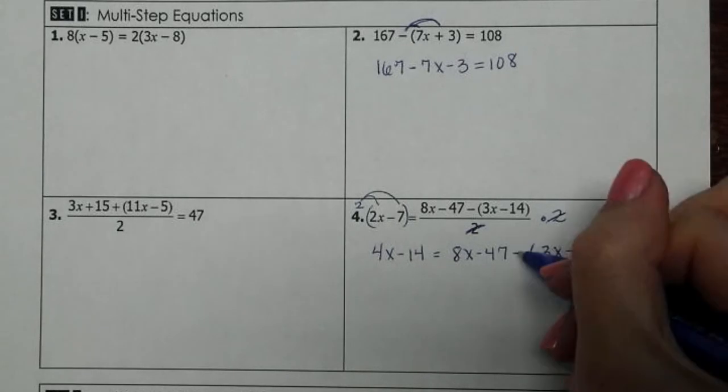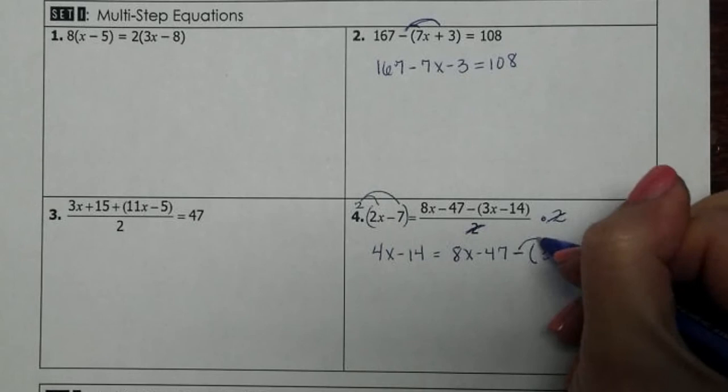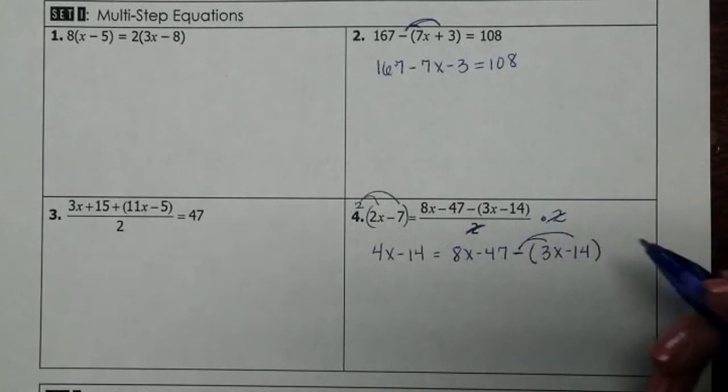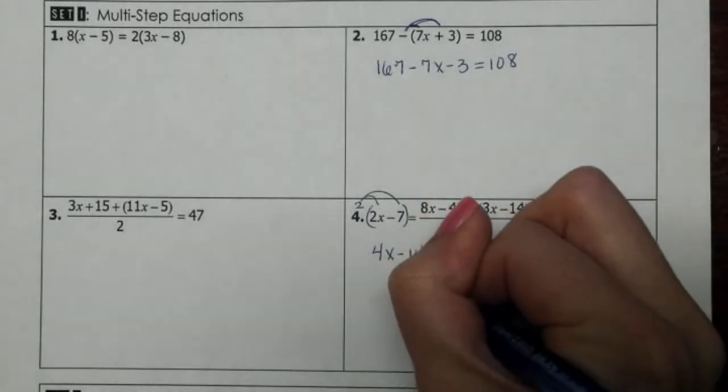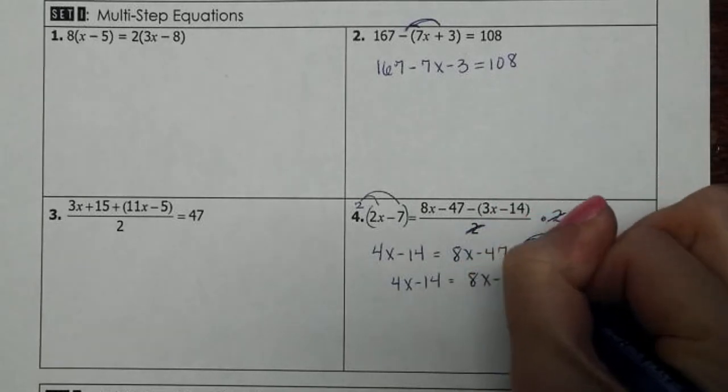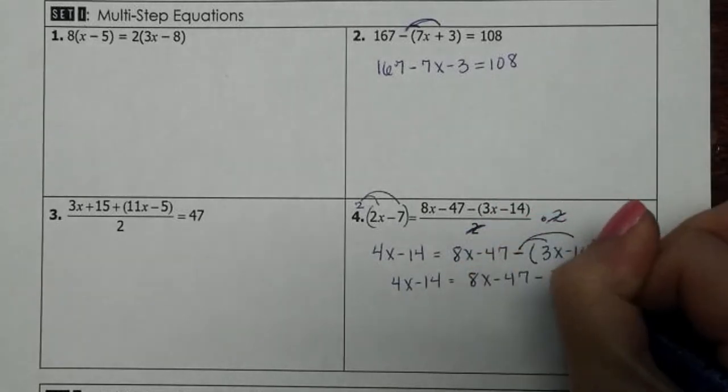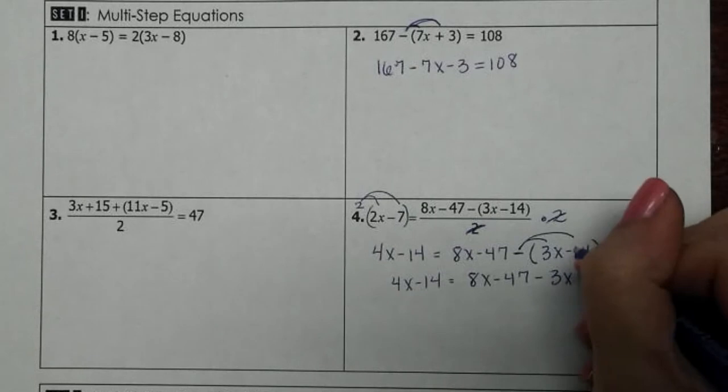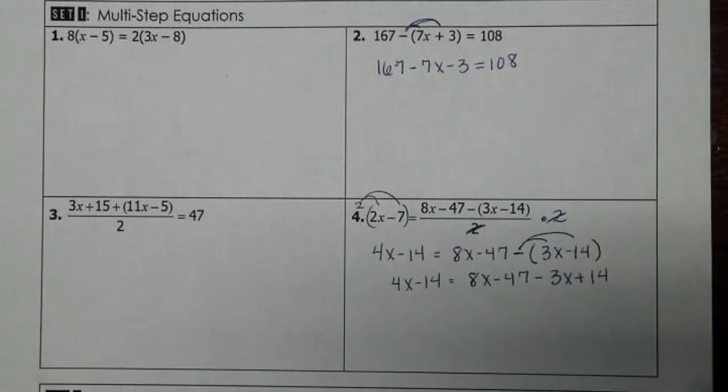So just like in the previous problem, you're going to take that negative and you're going to distribute it. So you'd have 4x minus 14 equals 8x minus 47 minus 3x. A negative and a negative will make that a positive 14. So combine your like terms, solve for x. So you're not done with that one, but I'm going to leave it like that and you can finish it later. So that's just a general idea of those 4 problems up at the top.